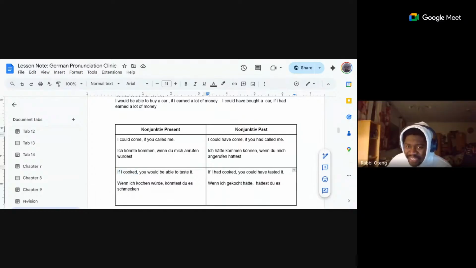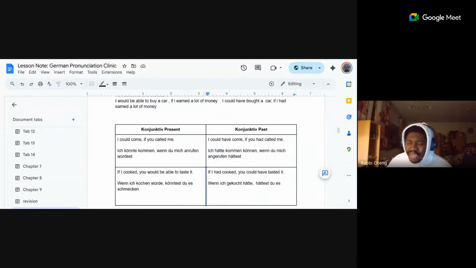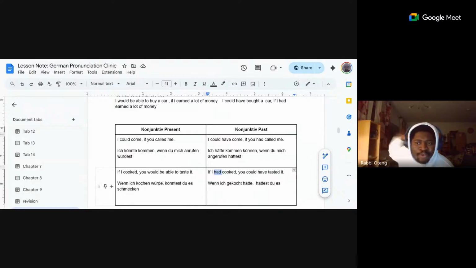Okay, but here it is "if I had cooked." I'm saying in the past, if only I had cooked in the past. What makes it the past tense here is the "had." If I had cooked in the past, you could have tasted it. The past is formed with "haben" plus "gekocht," "habe gekocht." So in the past I just change the "have" to "hätte," but the "gekocht" remains. I don't know where this new confusion is from. So: "hättest du es schmecken können?"